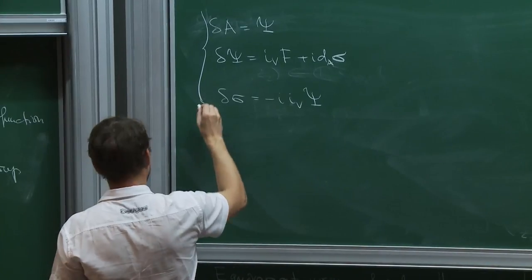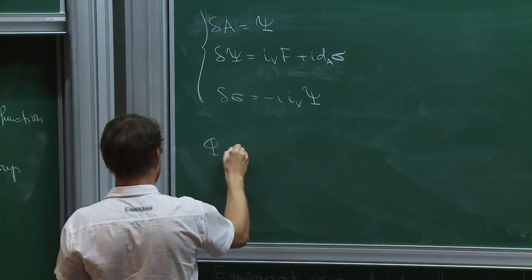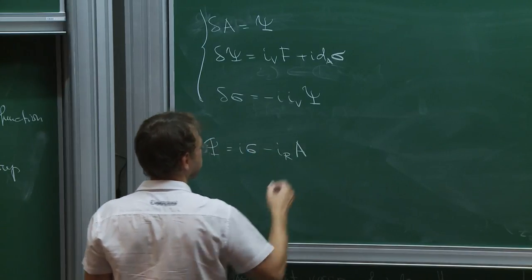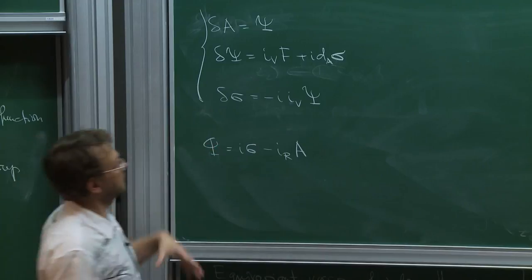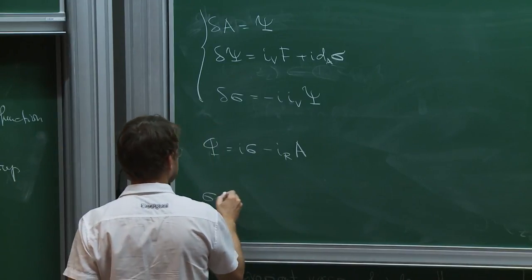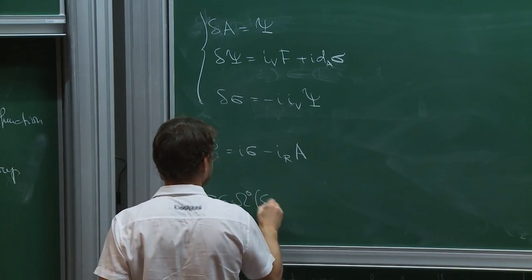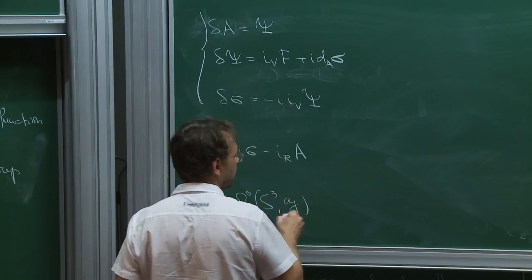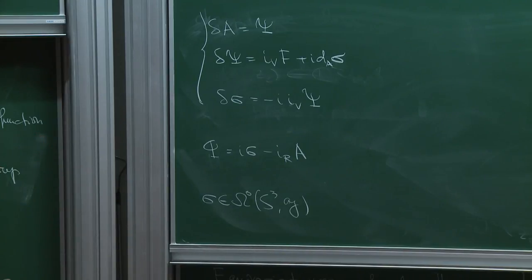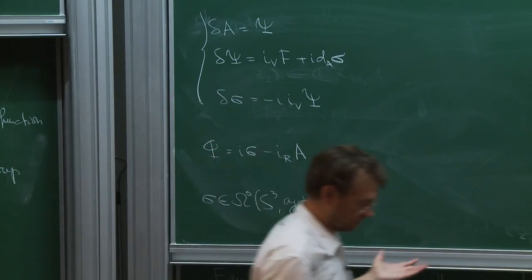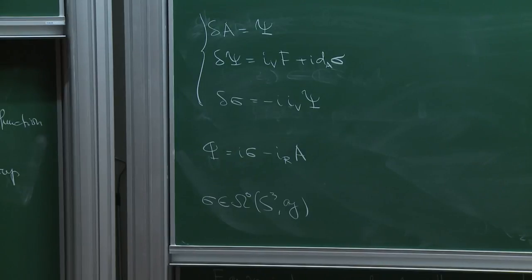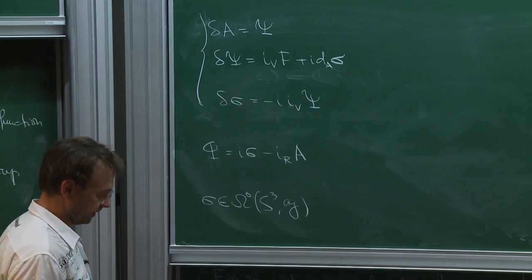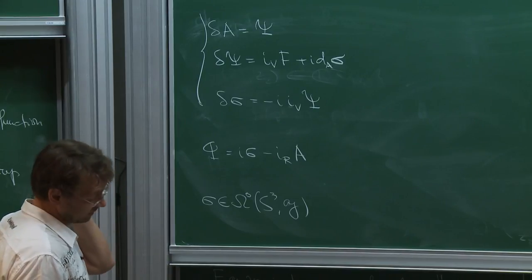Okay, and phi is just I sigma minus I_R A. So now sigma is a zero form on S3. There is one thing just for conventions. Of course, they're all Lie algebra valued. All fields, the connection will be a connection, all other fields will be in the adjoint representation. I will skip writing this G, but I'm assuming that there is a Lie algebra here. Okay, so this is my model.